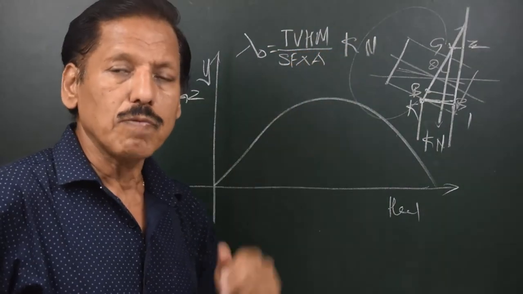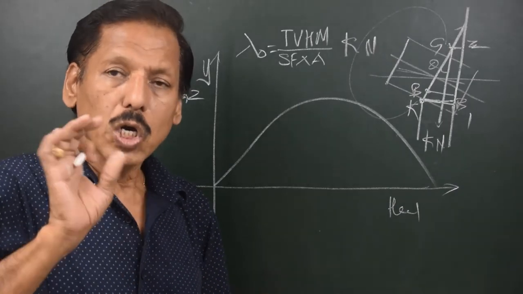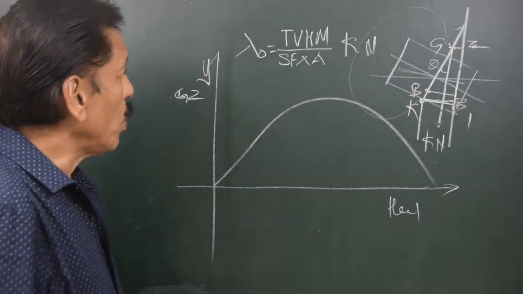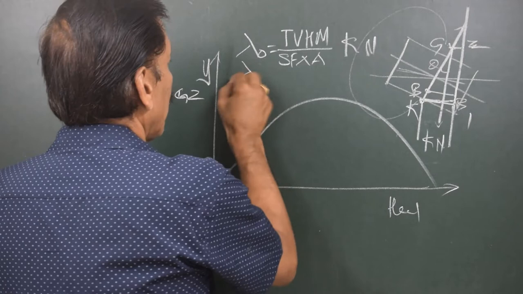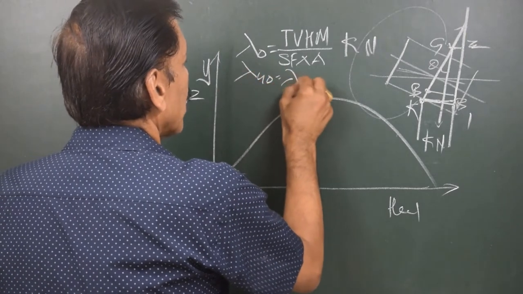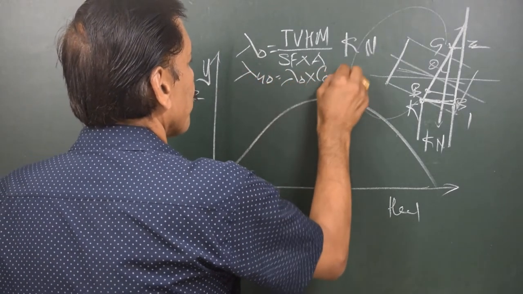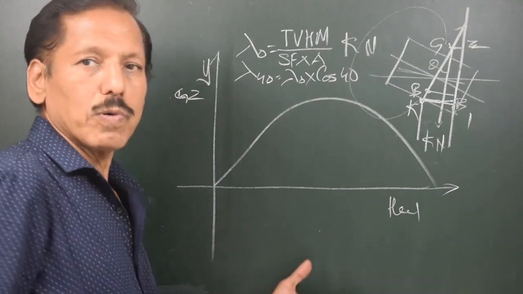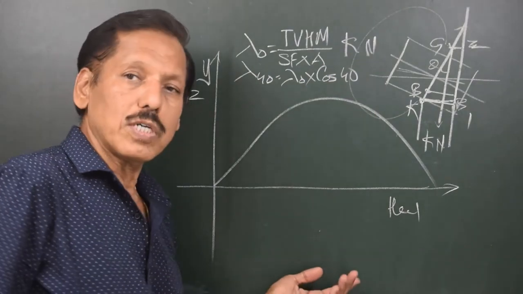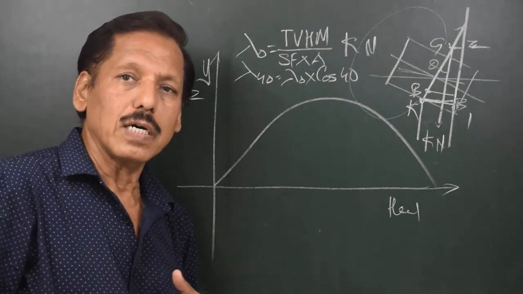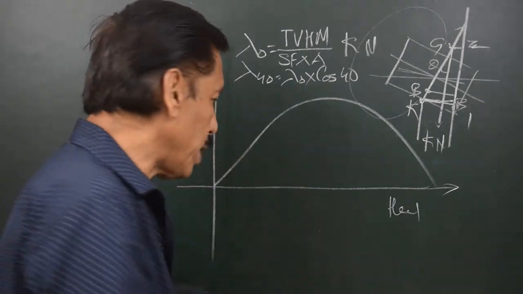Now this lambda 0 which you have got, multiply this with cos of 40. So what you will get is lambda 40. So lambda 40 is equal to lambda 0 into cos 40. So actually what you are doing, basically, is you are trying to draw a cosine curve for lambda 0. I will explain to you.